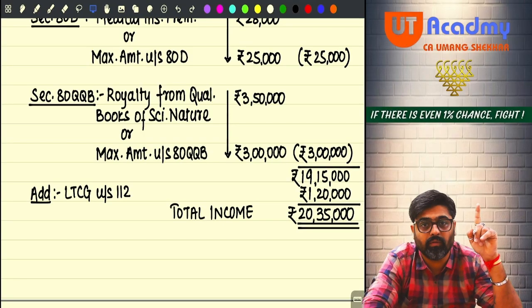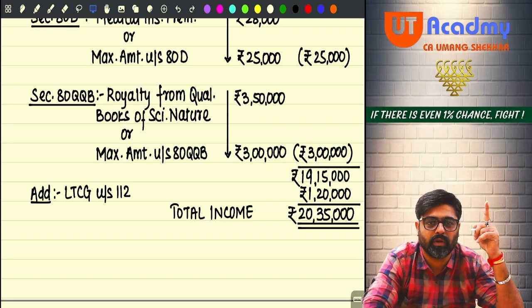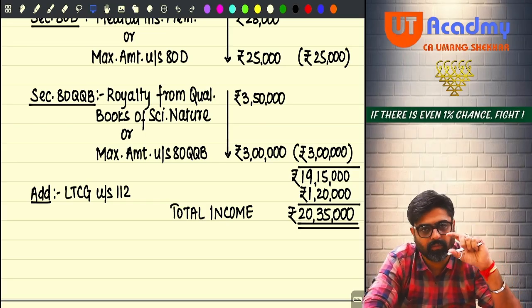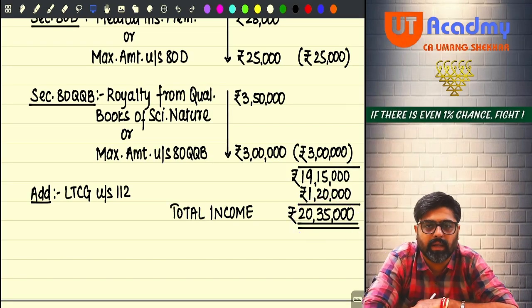Now that long-term gain will also be included in my total income. Yes or no? Why was that excluded? Because from that long-term gain, I cannot take Chapter 6A deduction. I will have to show that entire amount in the total income. So my total income will now be 20,35,000.